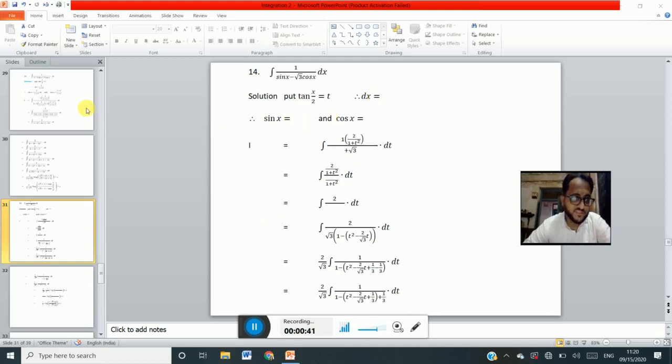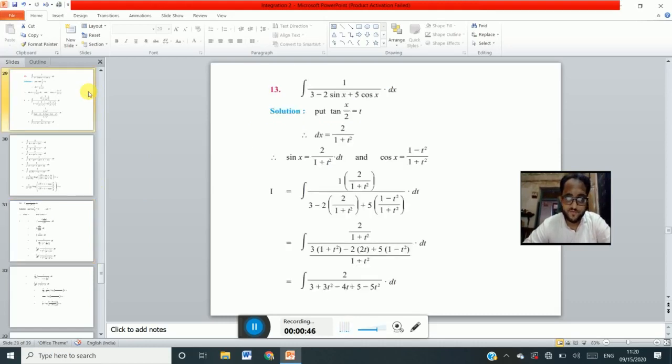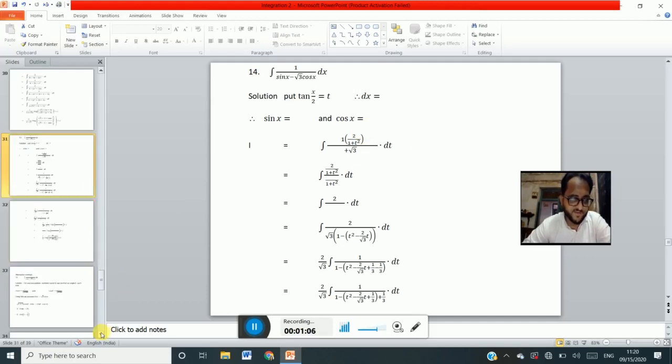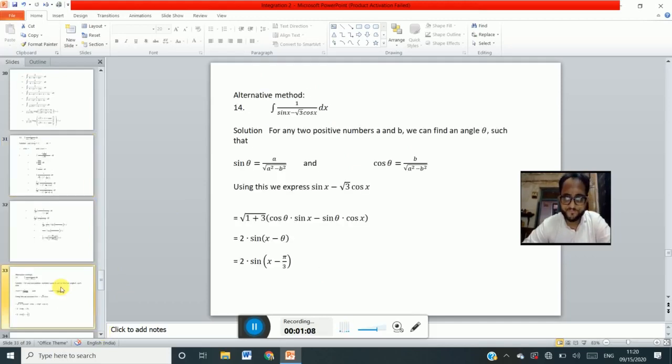See what is the substitution of sin x in this example. Try to put sin x as 2 dt upon 1 plus t square. So here also we put sin x as 2 dt upon 1 plus t square, and cos x as 1 minus t square upon 1 plus t square. So try to complete this activity in this way and find the answer. This is an alternative method for that, already solved in your textbook.